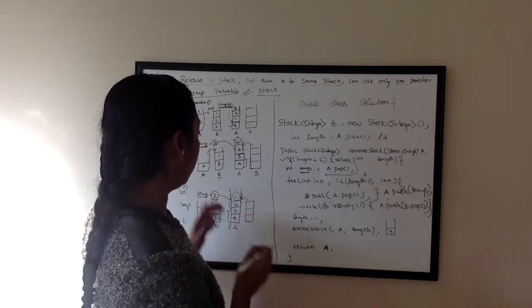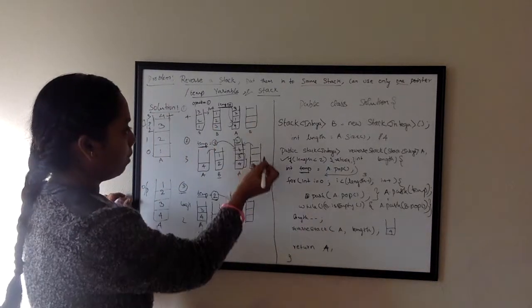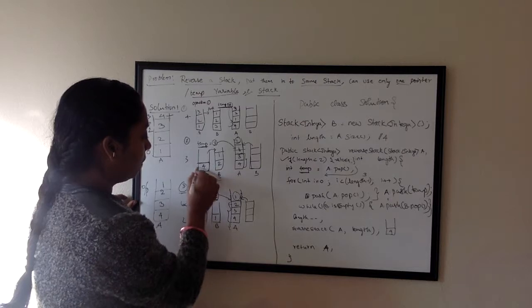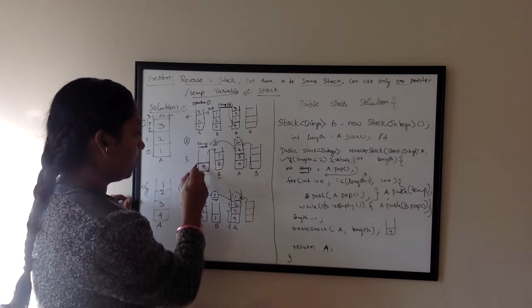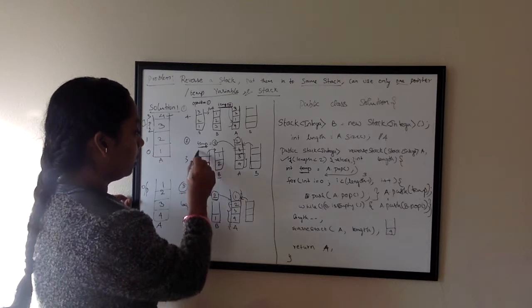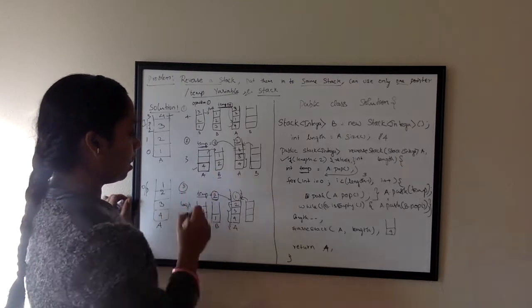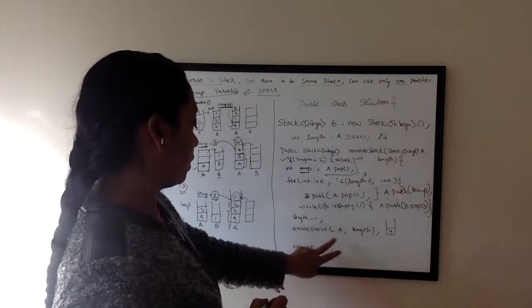Why are we reducing the length? It's because we don't want to clear every element, right? We know the one element which is pushed, the temp variable that we pushed, is the right element. So we are reducing the length so that it will start from the second element. So reverse stack and return B.